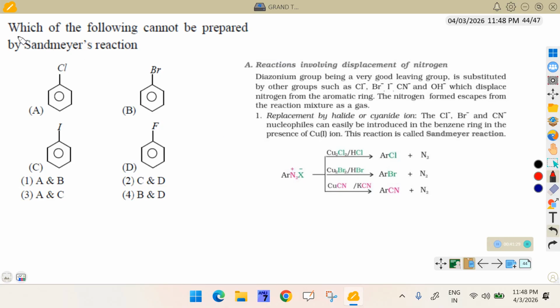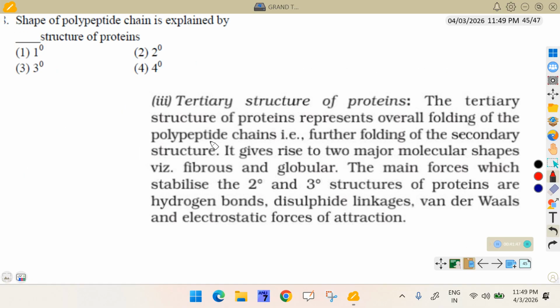Which of the following cannot be prepared by Sandmeyer reaction? Aryl chlorides and aryl bromides preparation is possible. Iodides and fluorides cannot be prepared by Sandmeyer reaction. So, based on that, second option correct. The shape of a polypeptide chain is explained by the secondary structure of proteins.